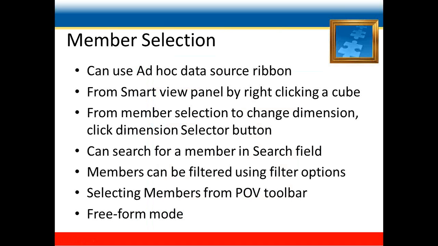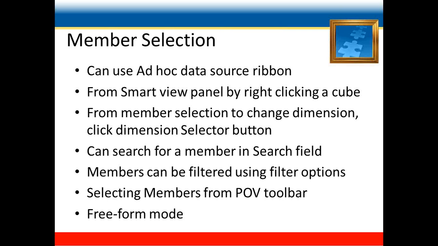So for member selection, we can use the ad hoc data source ribbon, which gets activated once we click over ad hoc analysis. Using this ribbon, we can select member selection. There is a button named member selector, and we can select the members from that button too. It will open a member selection dialog box. Then from the SmartView panel, by right clicking over a cube, we can also open this member selection dialog box.